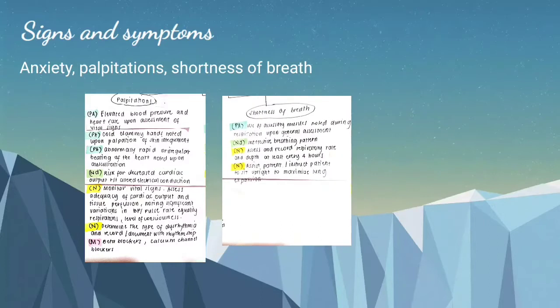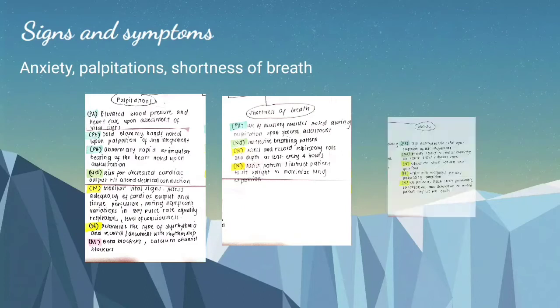For shortness of breath, physical assessment includes the use of accessory muscles noted during respiration upon general assessment. Nursing diagnosis is ineffective breathing pattern, and nursing management includes to assess and record respiratory rate and depth at least every 4 hours. Another nursing management is to assist or instruct the patient to sit upright to maximize lung expansion. The next is anxiety.